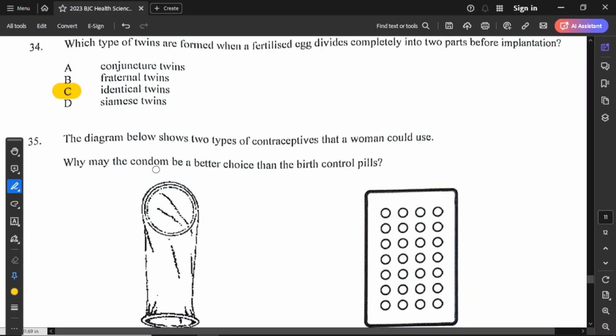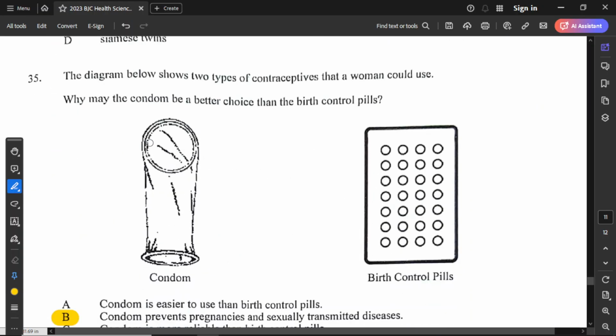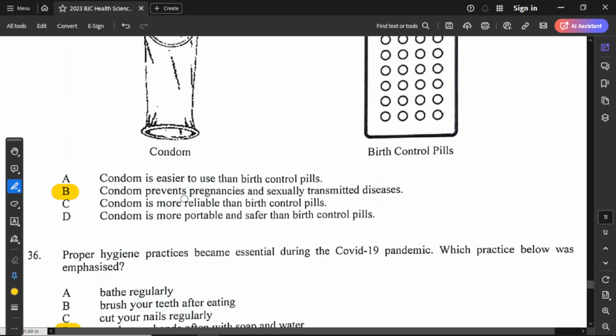All right? Now, question number 35, it says, a diagram below shows two types of contraceptives that a woman could use. It said, why may the condom be a better choice than the birth control pills? And condom is always better because condom will also prevent STDs, not just prevent pregnancy, but also STDs. So therefore, option B is correct. And this is only true if it is used properly without bursting. So definitely option B is correct.